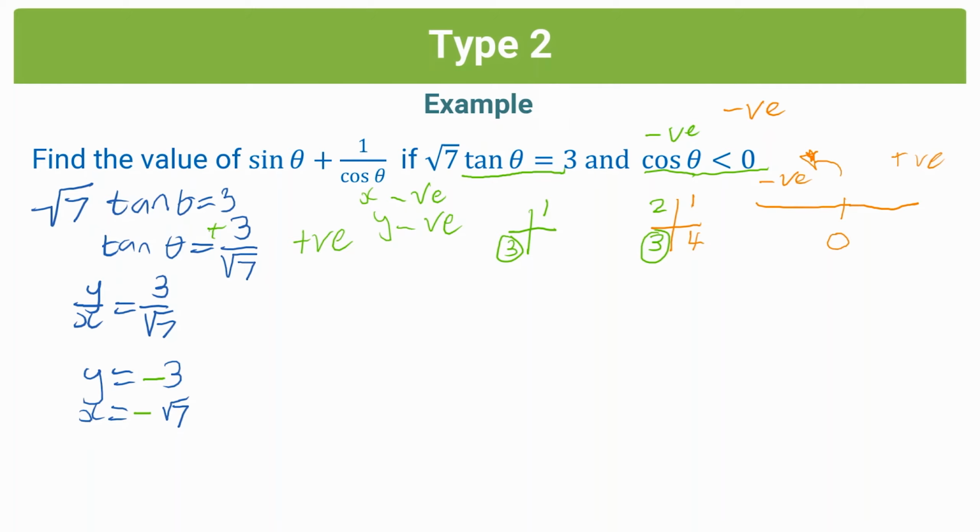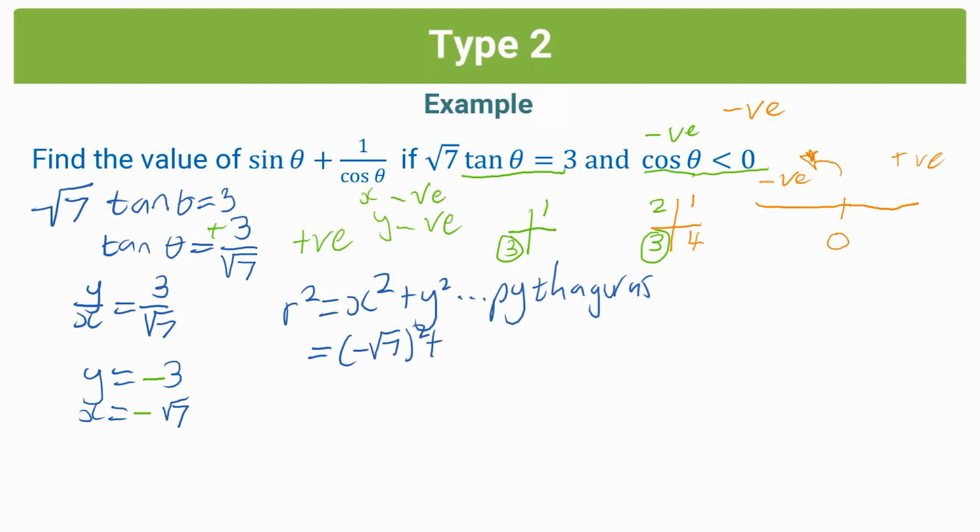Now we can go ahead and use Pythagoras to solve for r. We know that r squared equals x squared plus y squared. So that's going to equal negative root 7 all squared plus negative 3 squared. So that's positive 7 plus 9, which is 16. So r squared equals 16. We can square root both sides and get r to be positive 4. And r is definitely positive because it's a length, and a length is always positive. So we've solved for our three variables.